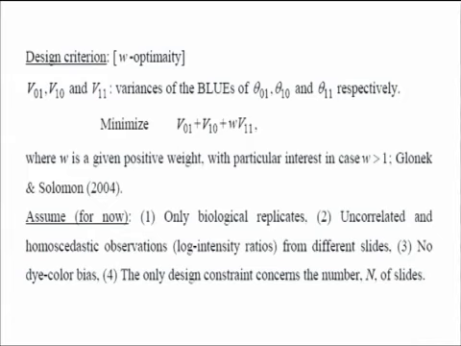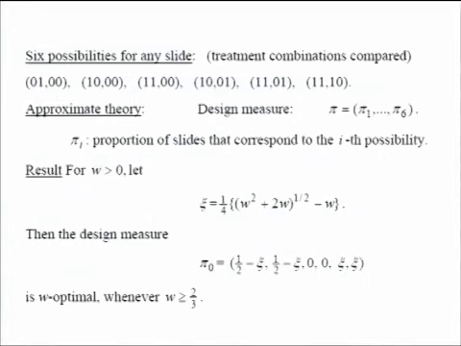The only design constraint concerns the number n of slides. We are not taking into account the fact that the samples corresponding to different cell populations may not be equally expensive. This is precisely the setting of Glonek and Solomon, because this work was primarily motivated by the objective of providing some theoretical basis to the findings in Glonek and Solomon's paper. So, for the time being, we are making these assumptions, and later on we will come back to these points.